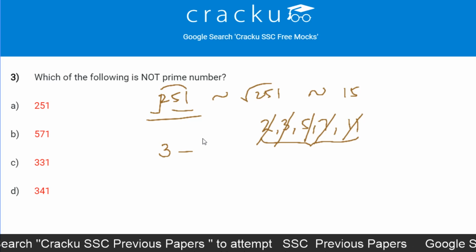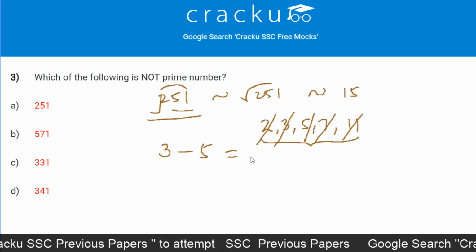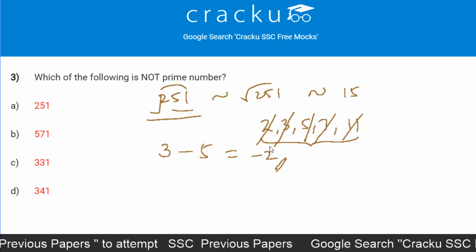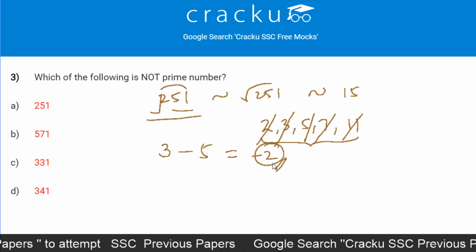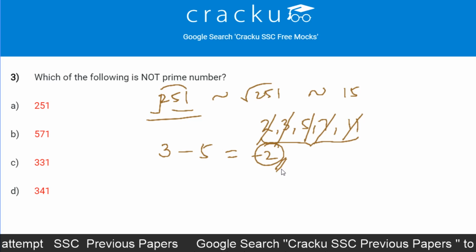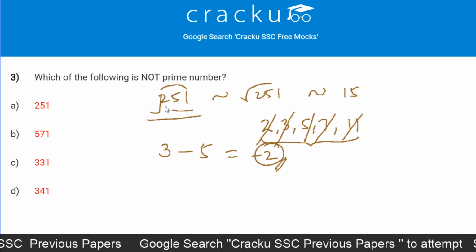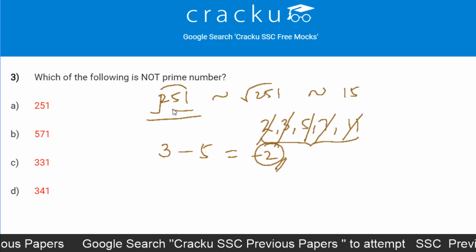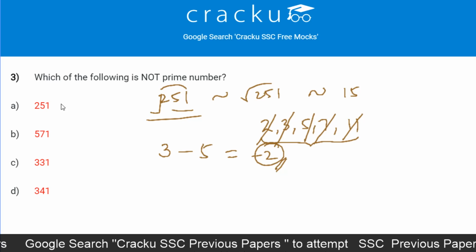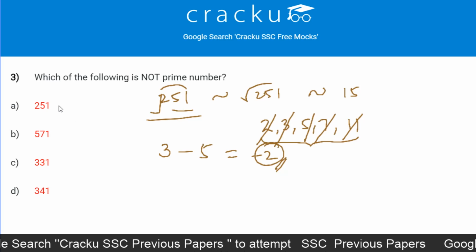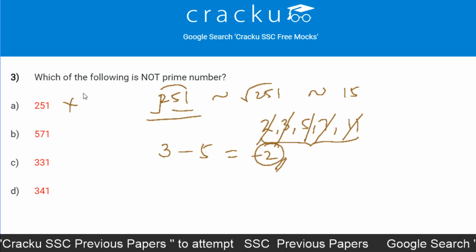So if you see, the sum of digits in odd places is 2 plus 1, that is 3, minus the sum of digits in even places, that is 5, which gives minus 2. We have to take the difference. The difference 2 is not divisible by 11. That means 251 is not divisible by 11. So this is a prime number, and it cannot be our answer.